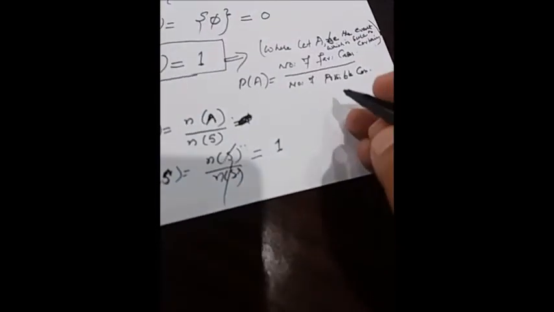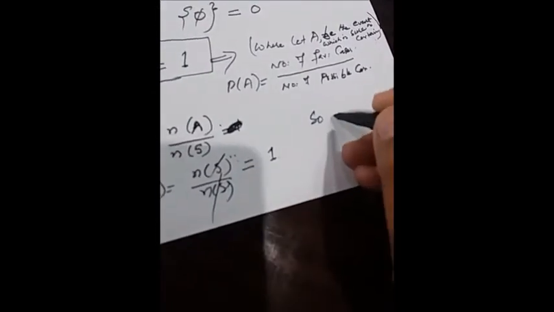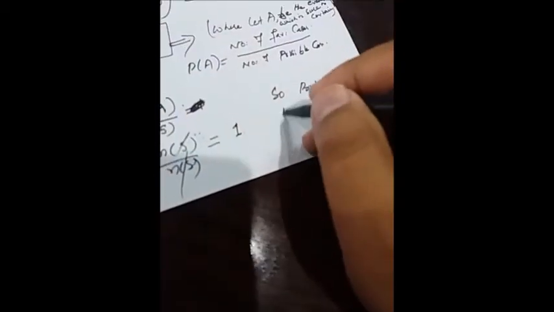So what we learned? We learned that probability lies in between 0 and 1.